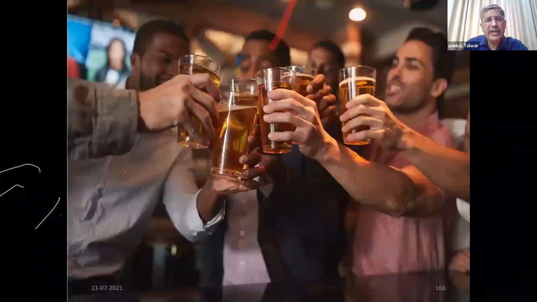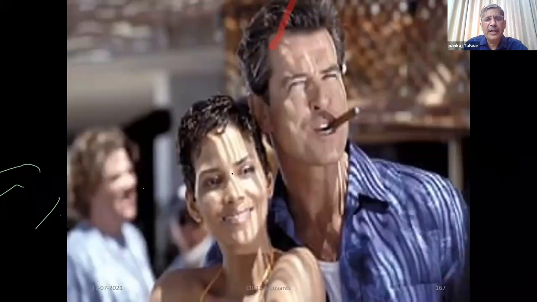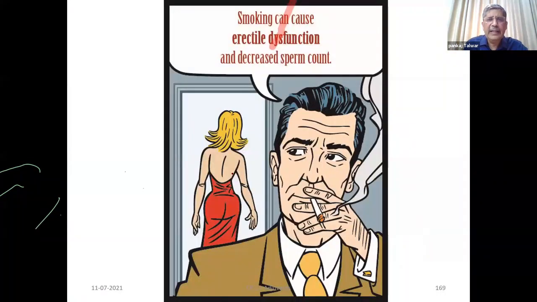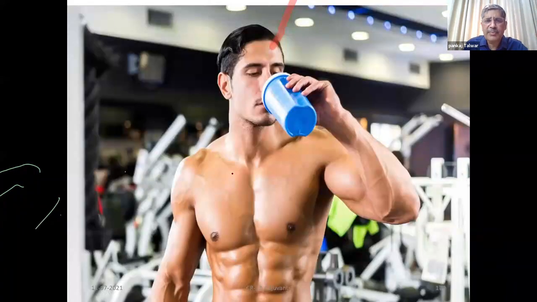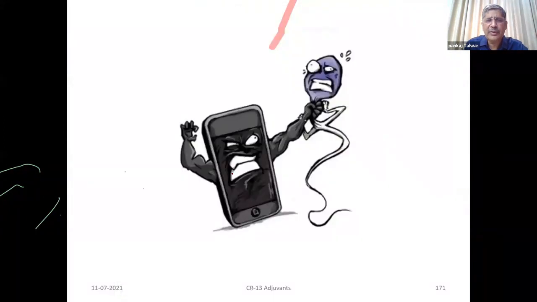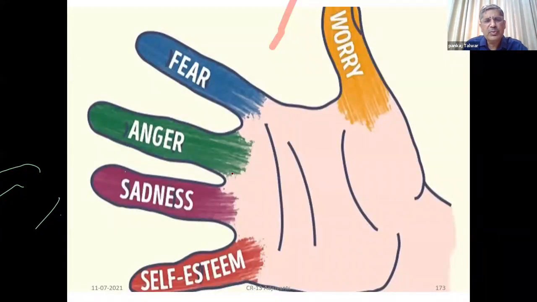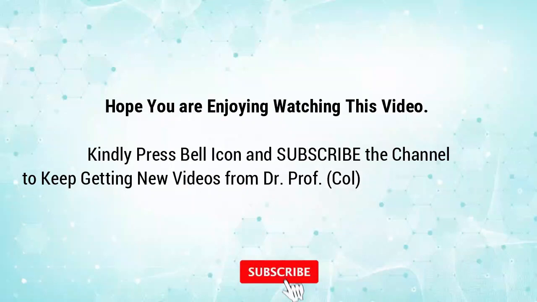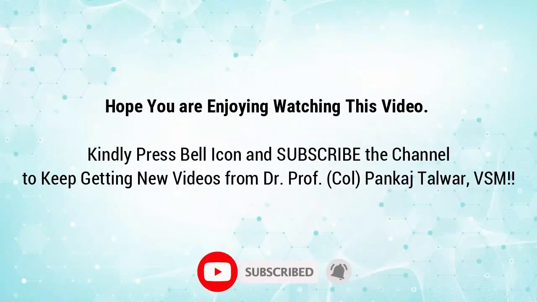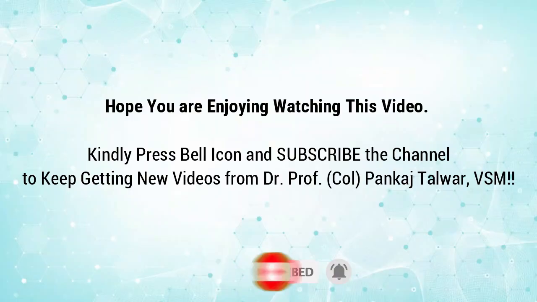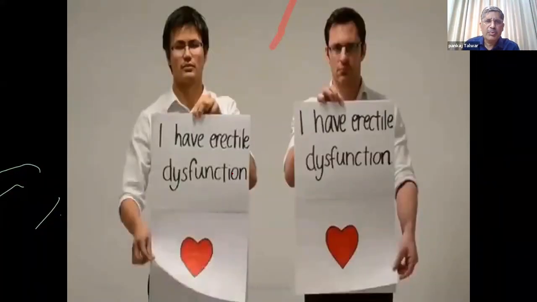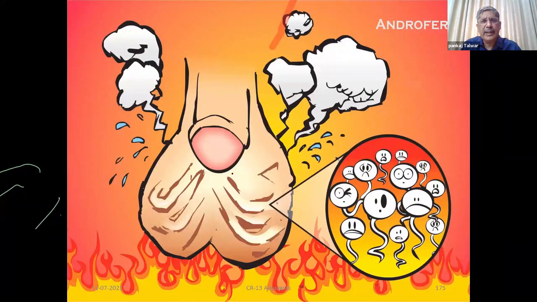And more so when they are drinking, smoking, having late night parties. COVID has made all the males gain weight, and then multiple sexual problems are coming. People are taking health drinks, they're losing their sperm count, mobile phones, and those things are coming. And this is the common post-COVID pandemic phenomenon. All these things lead to these problems, and now time has come to look after the male.